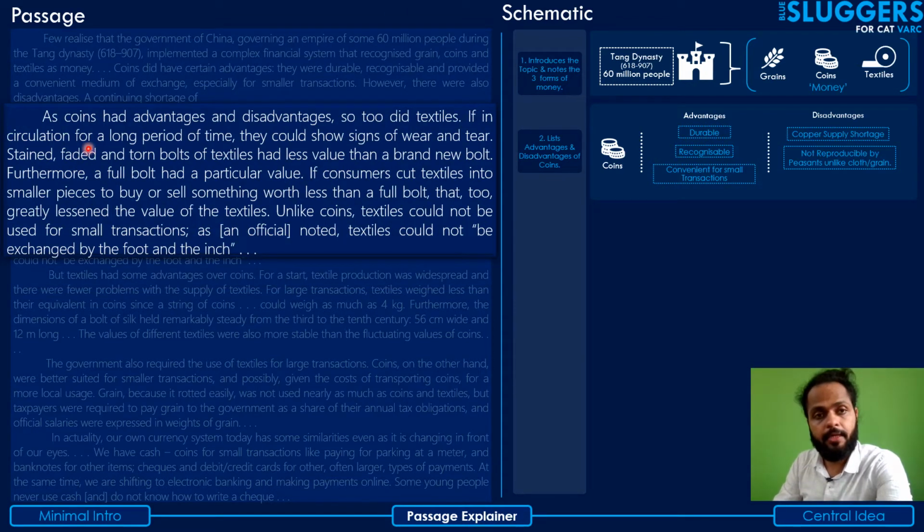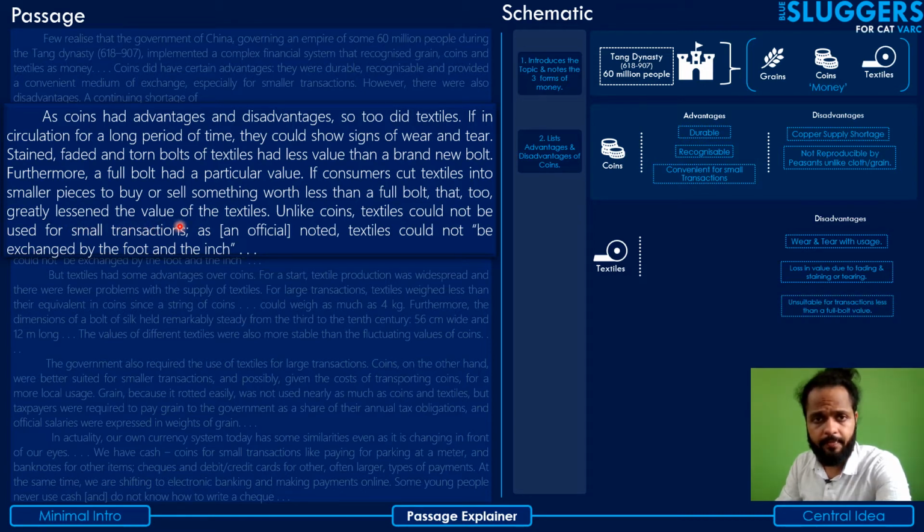Next para. As coins had advantages and disadvantages, so did textiles. If in circulation for a long period of time, they could show signs of wear and tear. Stained, faded, and torn bolts of textiles had less value than a brand new bolt. Furthermore, a full bolt had a particular value. If consumers cut textiles into smaller pieces to buy or sell something worth less than a full bolt, that too greatly lessened the value of the textiles. Unlike coins, textiles could not be used for small transactions. As an official noted, textiles could not be exchanged by the foot and the inch.